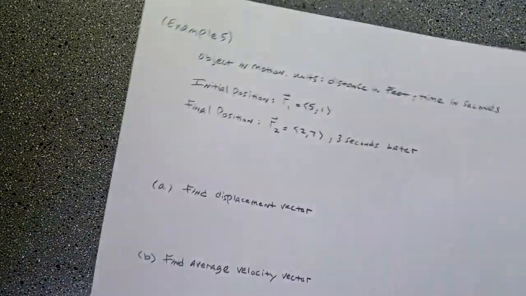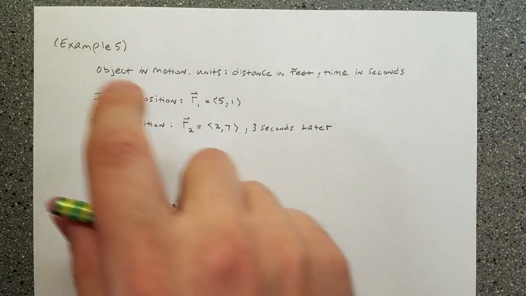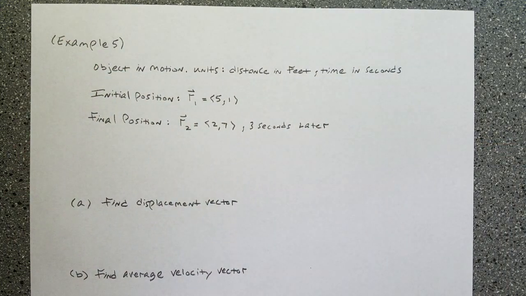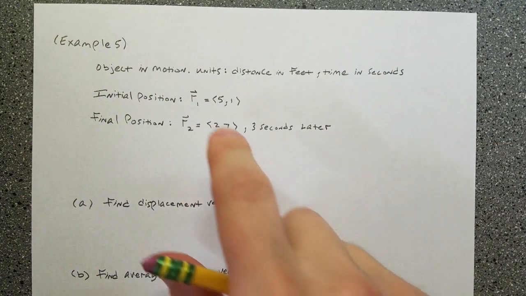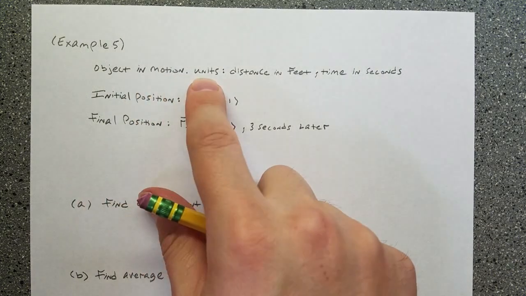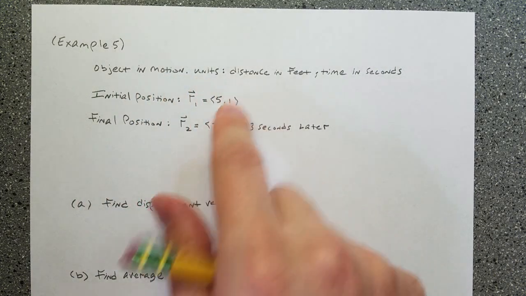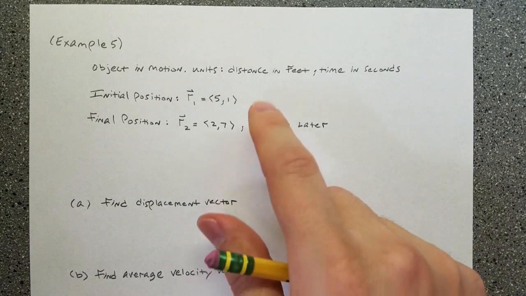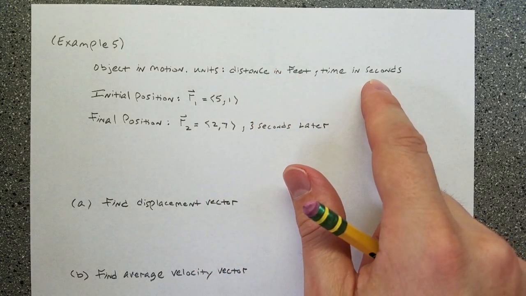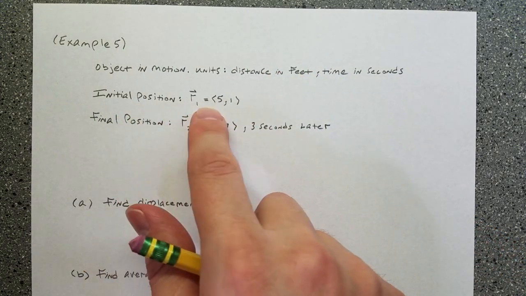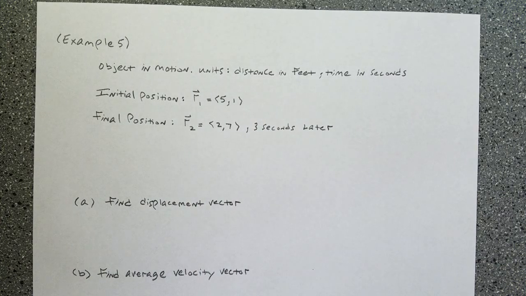Next one I want to do is what I think is example 5 or problem 5 in the lesson. It says that we have an object in motion. Units will come into play at this point. Distances will be in feet, time will be in seconds, and I give you an initial position and a final position.